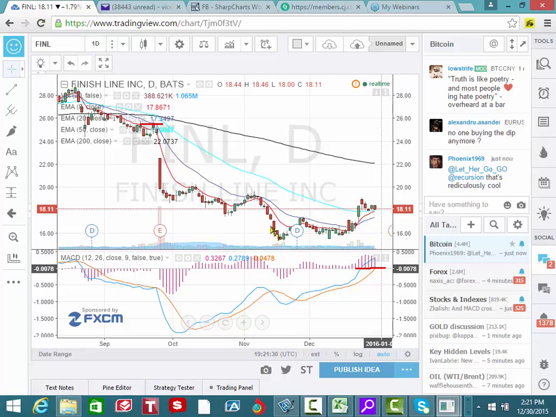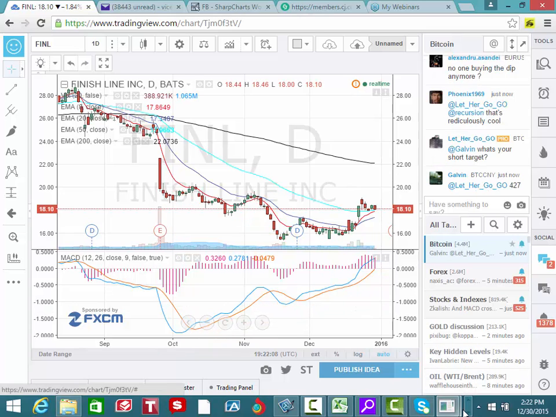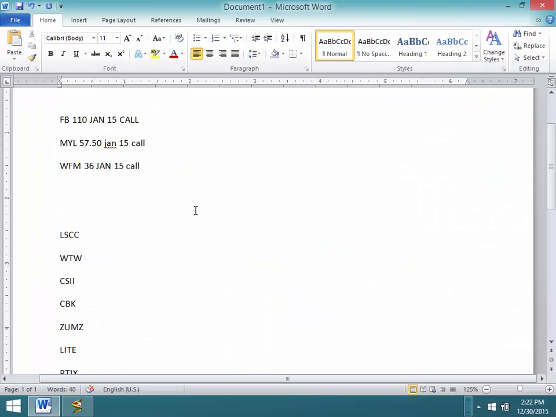And you can see how since it broke the 200, it hadn't had any close. Okay, kept on moving downward. We had a MACD divergence back here. Okay, you can see the lower low, and then we even had about the same low, and then the MACD keeps moving to the upside. So I like FINL, the 20 January 15 call.